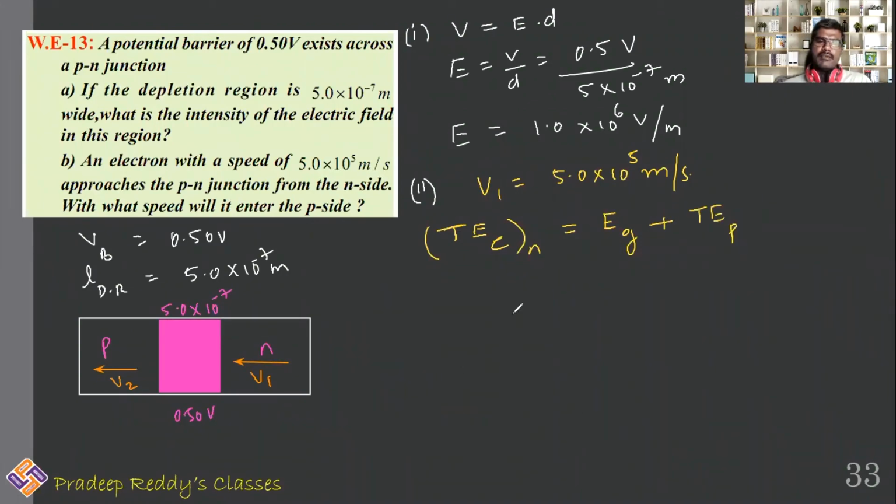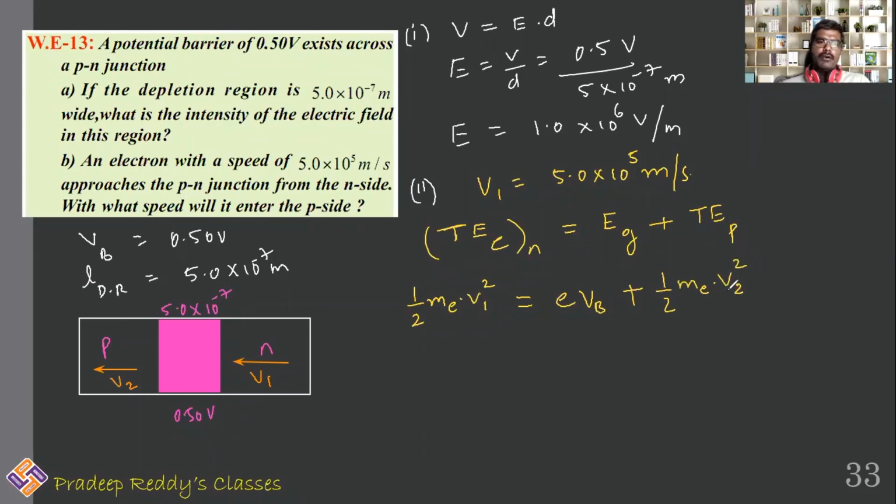Okay, as we are dealing with only electron, potential energy of the electron with respect to this can be taken as 0. Only we are considering kinetic energy of the electron, so therefore I can write half mass of the electron into velocity of the electron whole square. This is in n type, should be equal to, here energy band gap of the junction diode can be written as E into V, which is barrier potential, plus energy in the p type should be written as half into mass of the electron into v2 square.